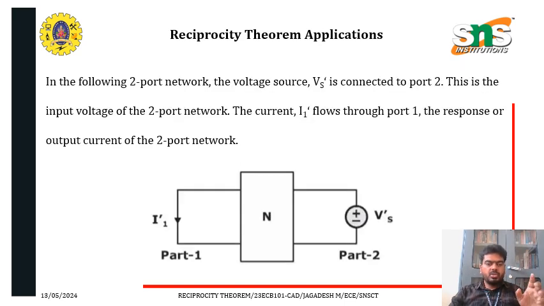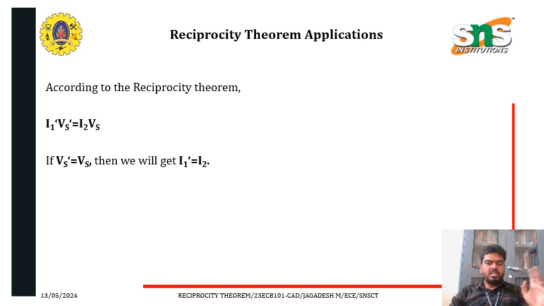So in the following circuit, as we discussed in the electric circuit, for the two-port network also we have done the same concept. We have interchanged the output and the input concepts. This is the same. It is also applicable for the two-port network. So according to the reciprocity theorem, I1 dash Vs dash is equal to I2 Vs. So if Vs dash equals Vs, then we will get I1 dash equal to I2. So that is all about the reciprocity theorem.